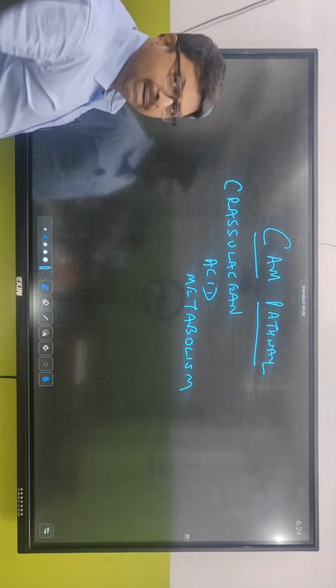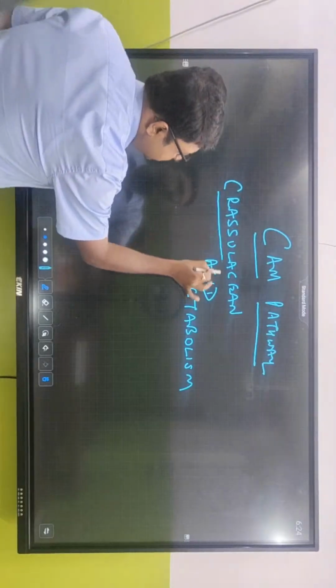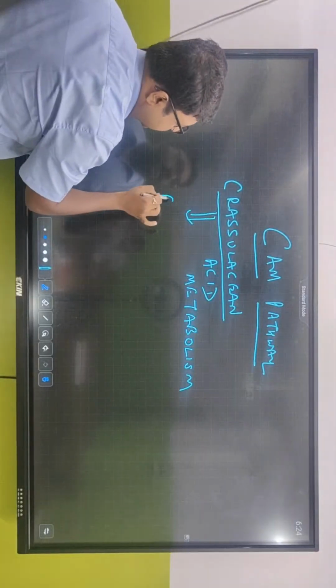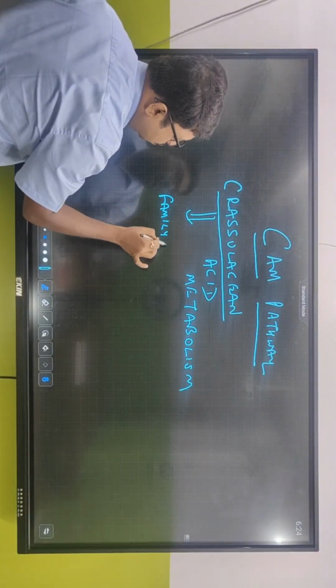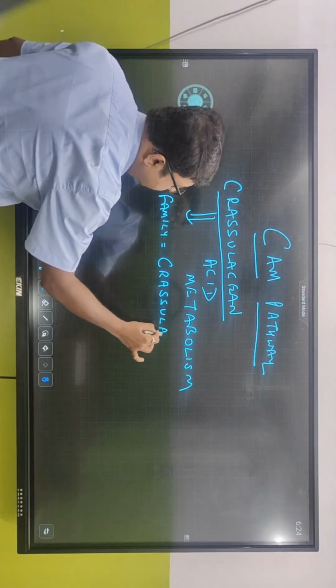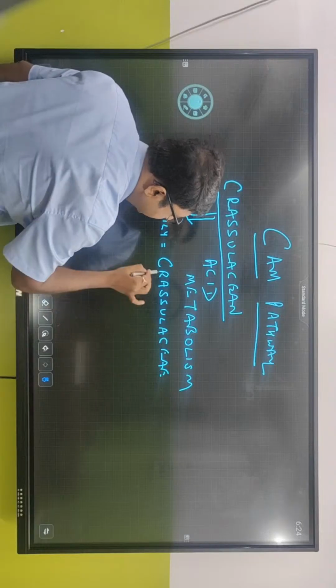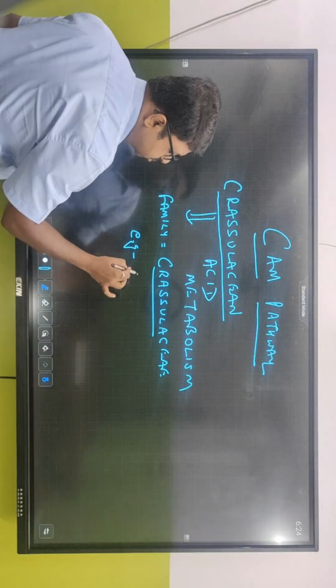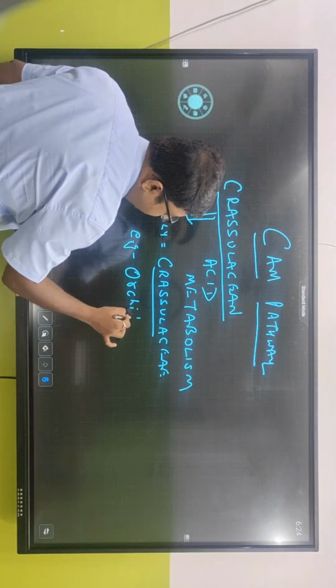Crassulacean acid metabolism. Now, where has the term crassulacean come from? It comes from the family Crassulaceae. What is the name? Crassulaceae.